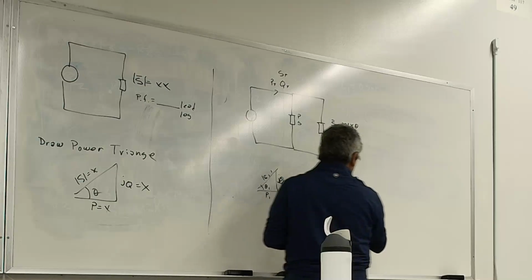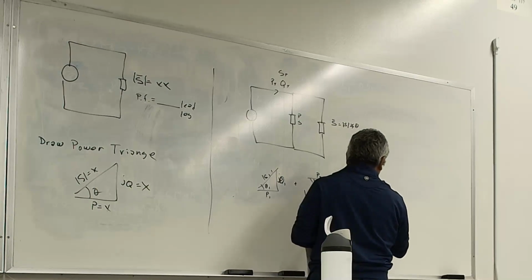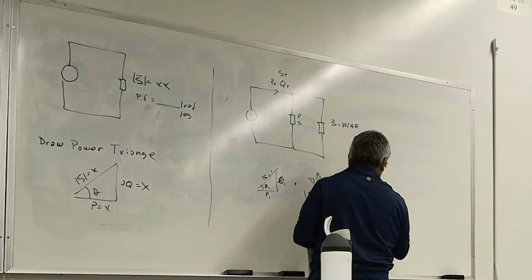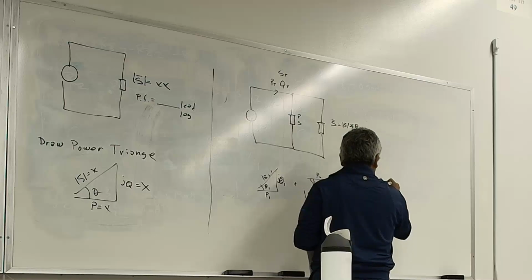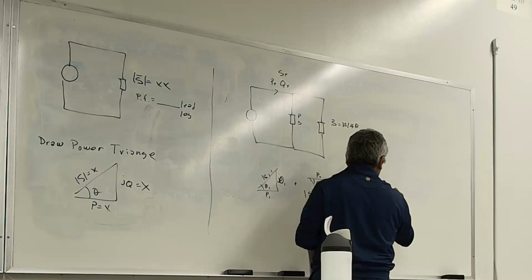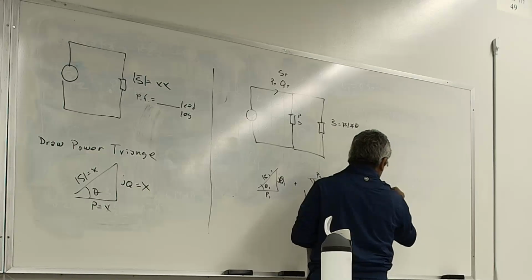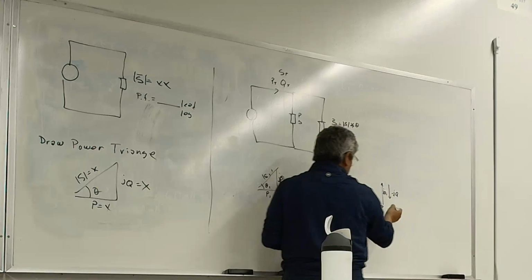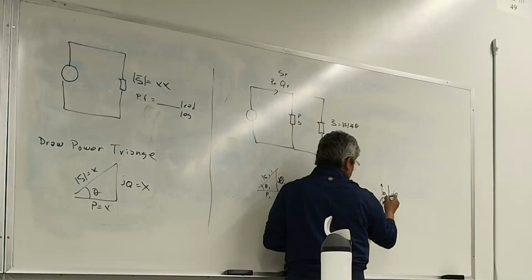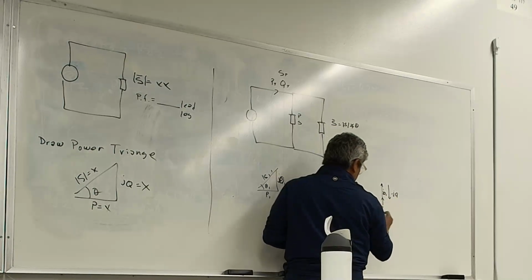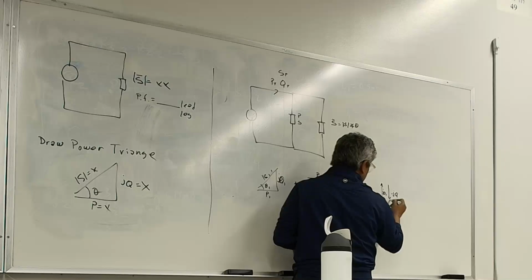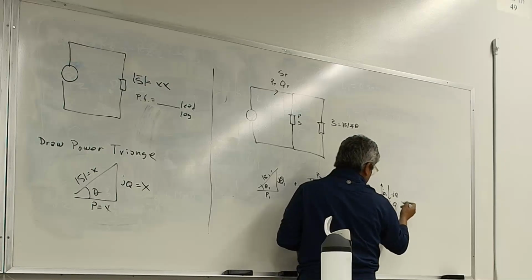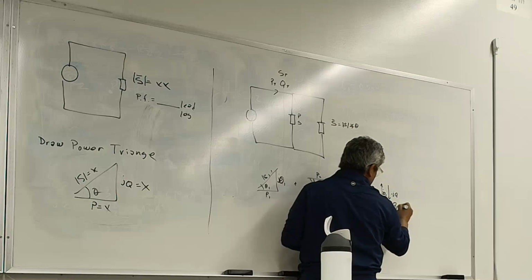When you add this, P1 plus P2, and then jQ1 minus jQ2. I'm just making it up, but you should be able to give me the total P for that, and the total Q for that, assuming that one is negative and the other one is positive. But if they're both positive, you just add them.